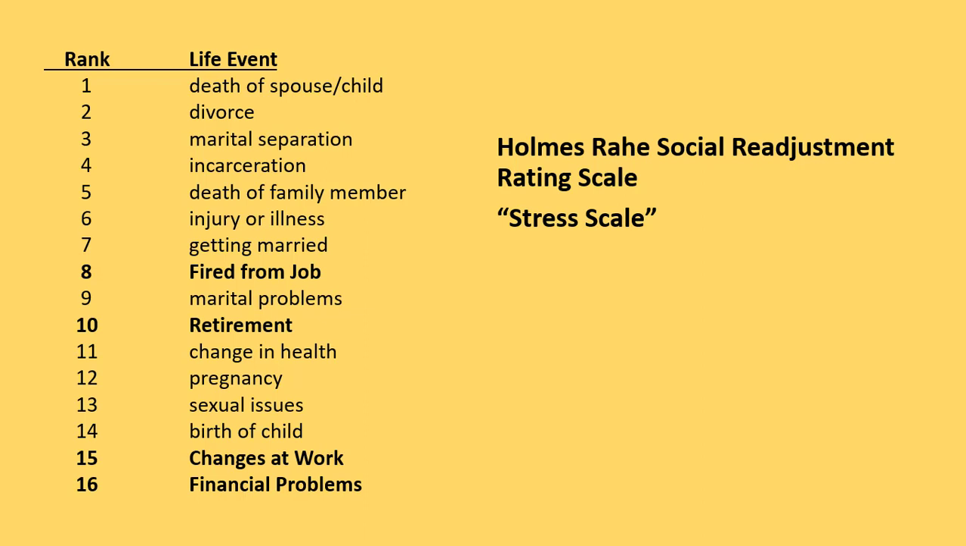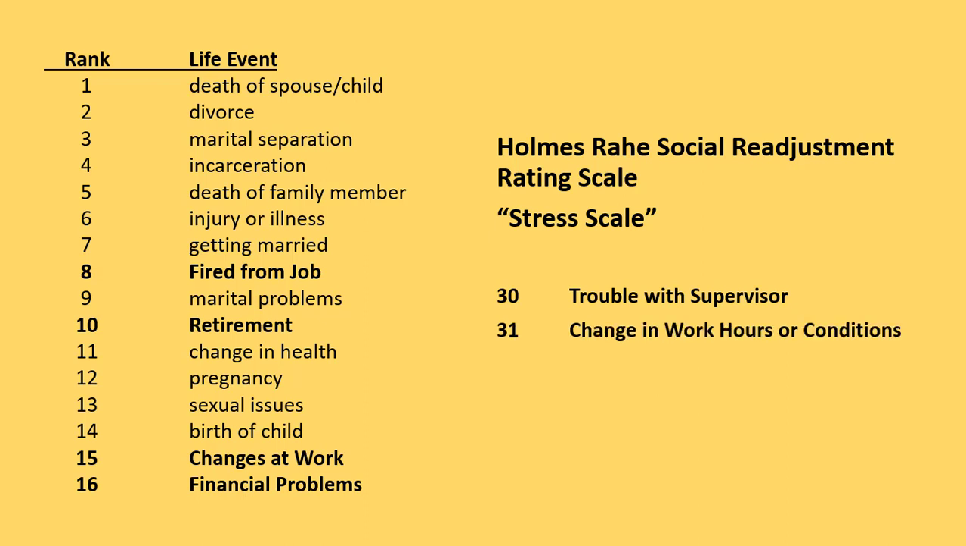Number 15 is changes at work. Could be a minor change, could be a major change. Changes at work are stressful. We spend a lot of time at our jobs, right? So any change that happens in a job is going to impact us. Number 16 is financial problems. I don't think any of us would disagree that financial problems are stressful. And financial problems are often directly connected to work, right? Whether you don't have a job, whether you're not earning enough at your job, or whether how much you're being paid changes, that can be very stressful. Number 30 on the scale is having trouble with a supervisor at work. Number 31 is changes in work hours or conditions.